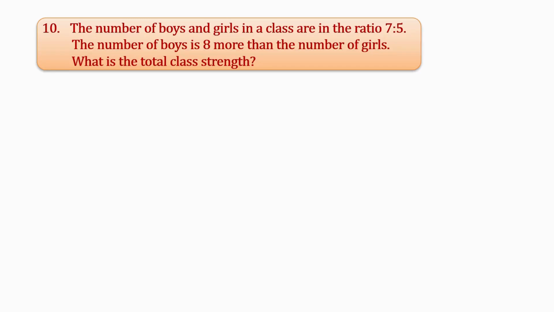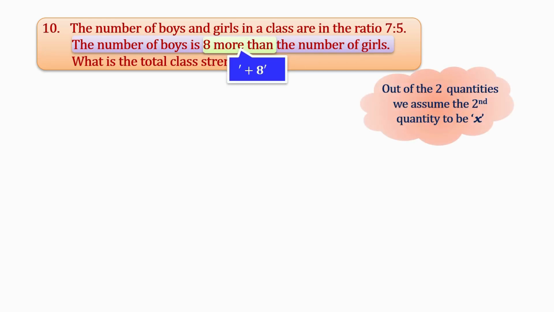Now we are moving ahead. Now another question. The number of boys and girls in a class are in the ratio 7:5. The number of boys is 8 more than the number of girls. What is the total class strength? So here we need to find the total class strength. Another clue is given: the number of boys is 8 more than the number of girls. So 8 more means plus 8.